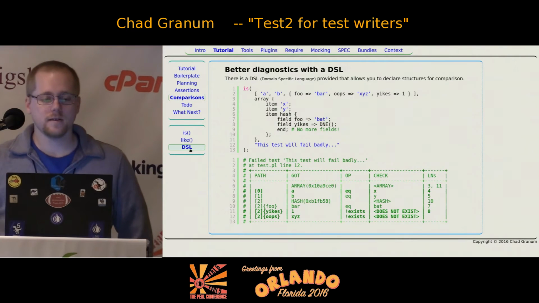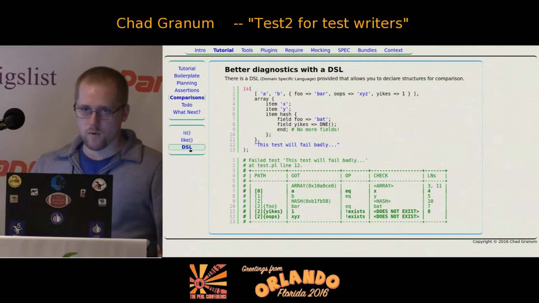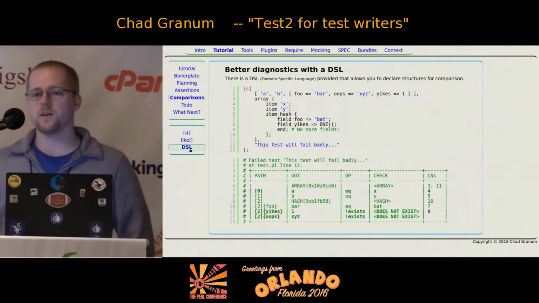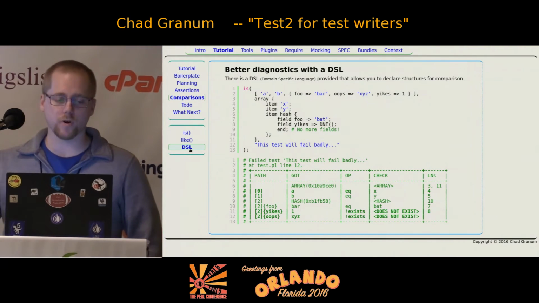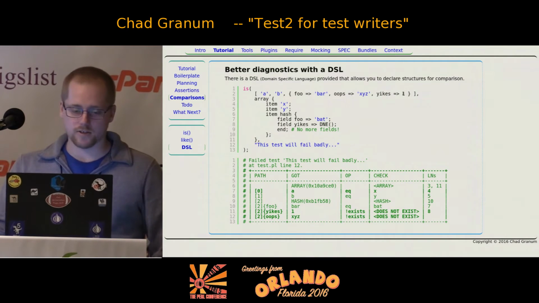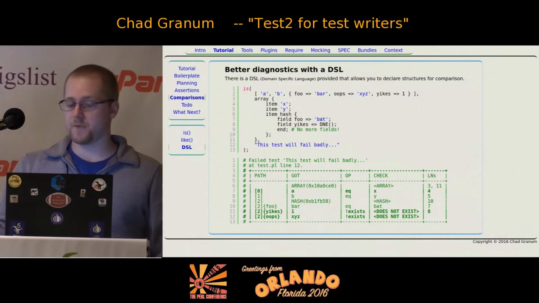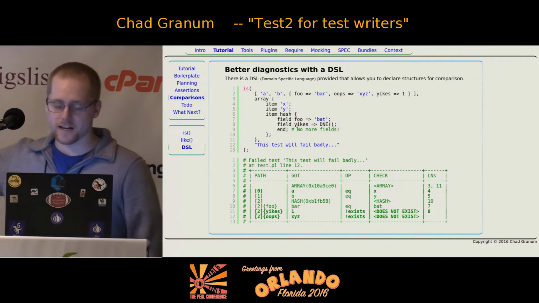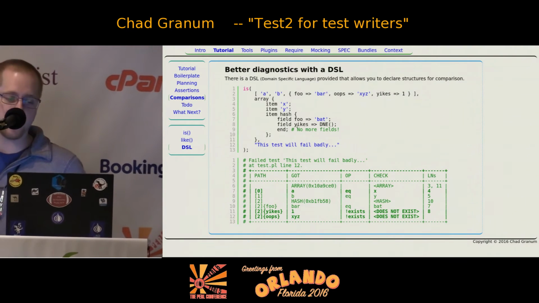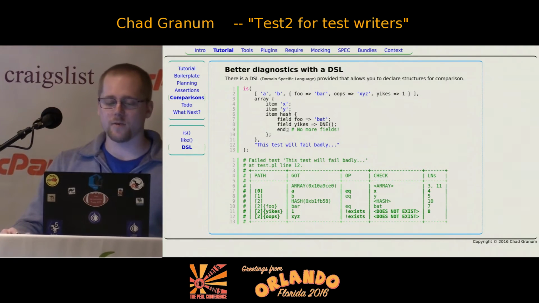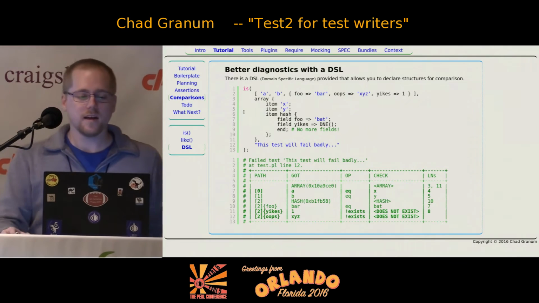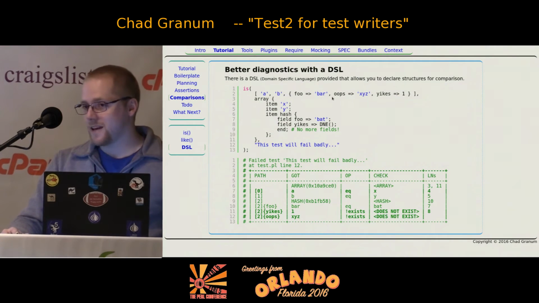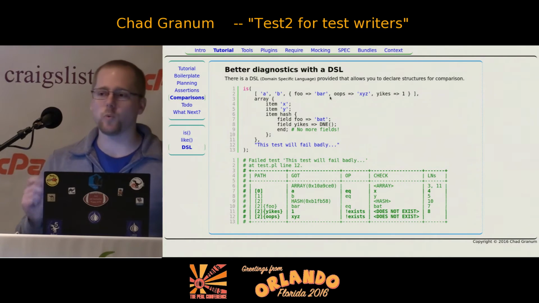There's also a domain-specific language where you can specify what you want with more control. So here we've got this big old data structure. We're saying we want to find an array. First item should be X, second item should be Y, third item should be this hash that has the field foo that should be bat. The field yikes should not exist. That DNE means does not exist. And we also use the end keyword to say, hey, there should be no more fields. Note, what we want and what we got are very different. This test will fail badly.